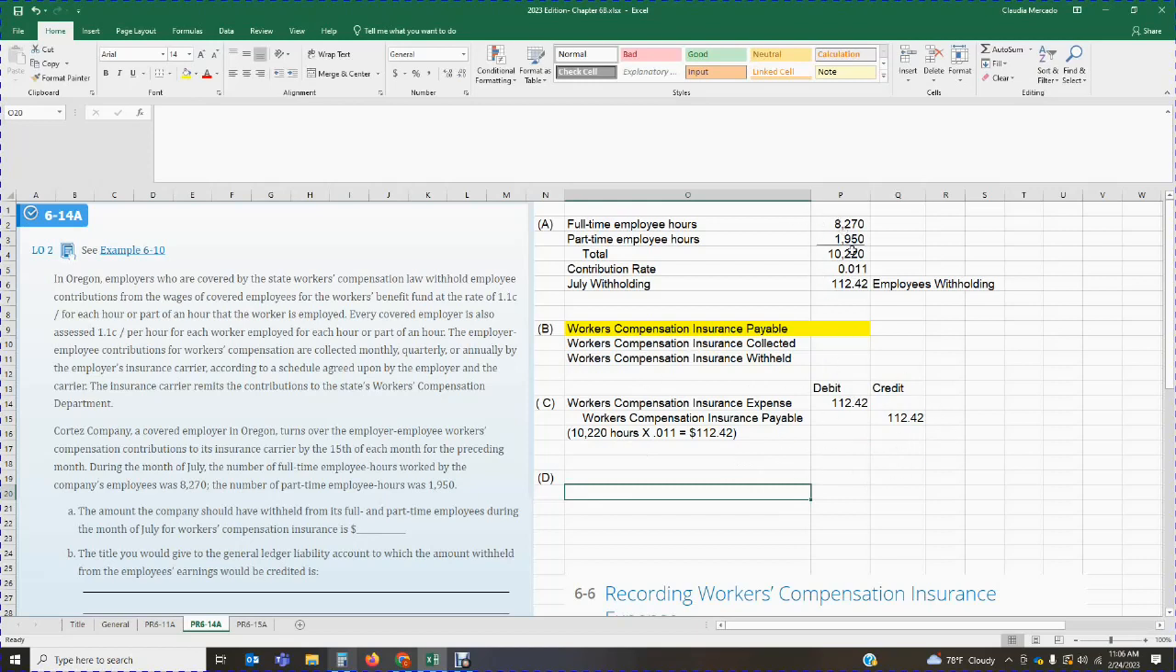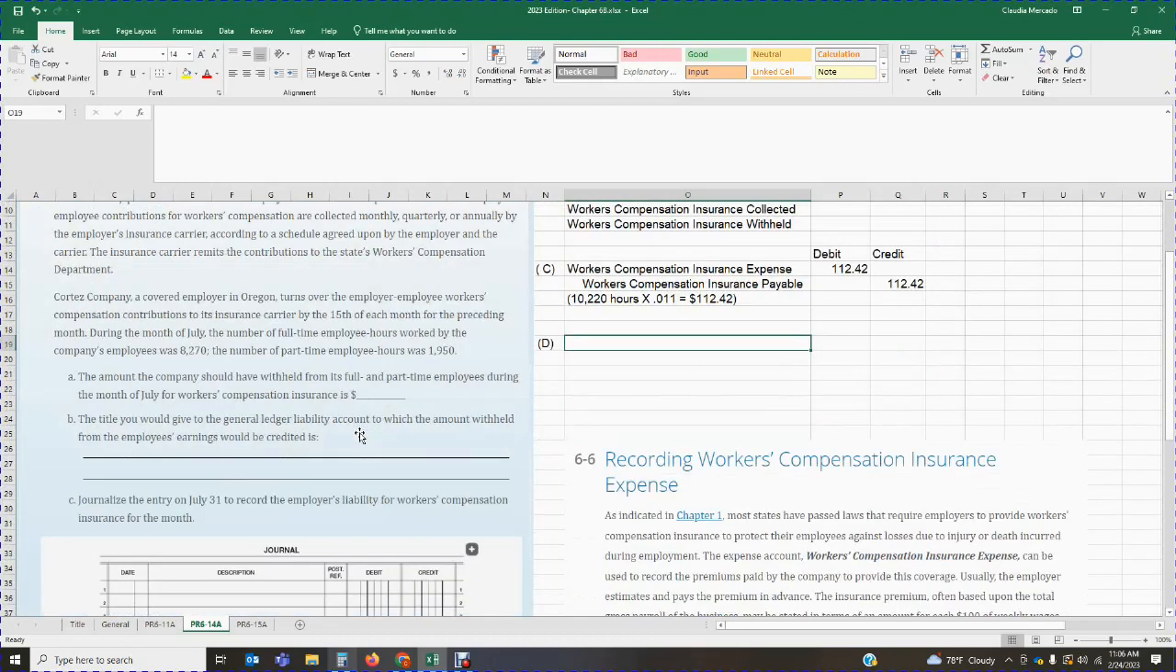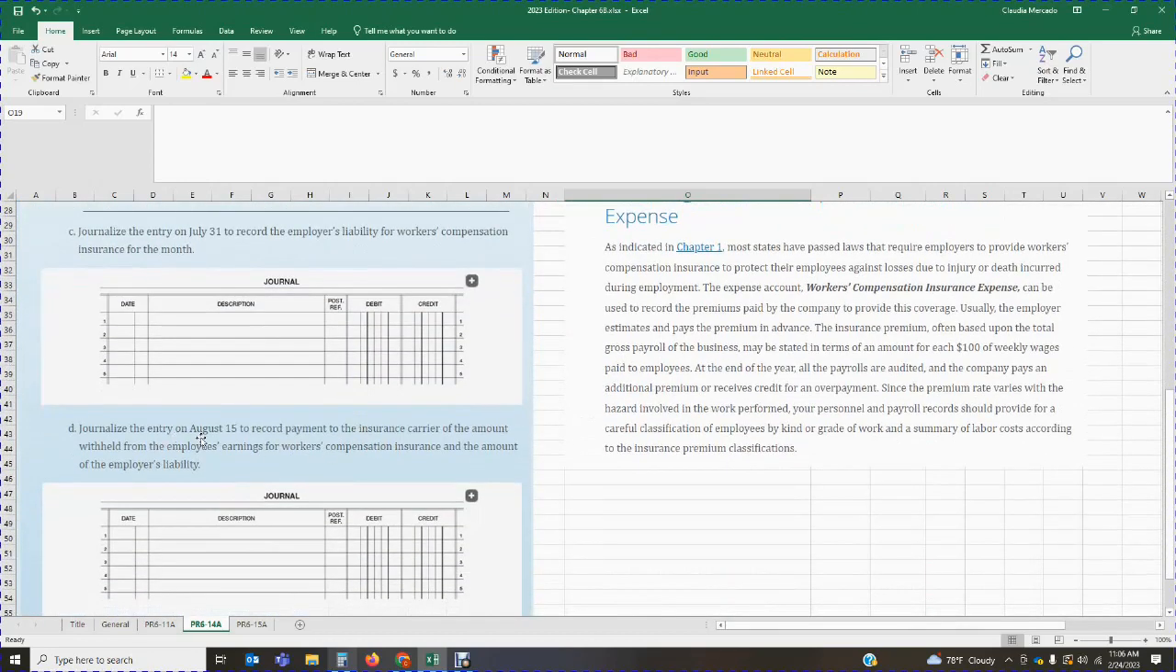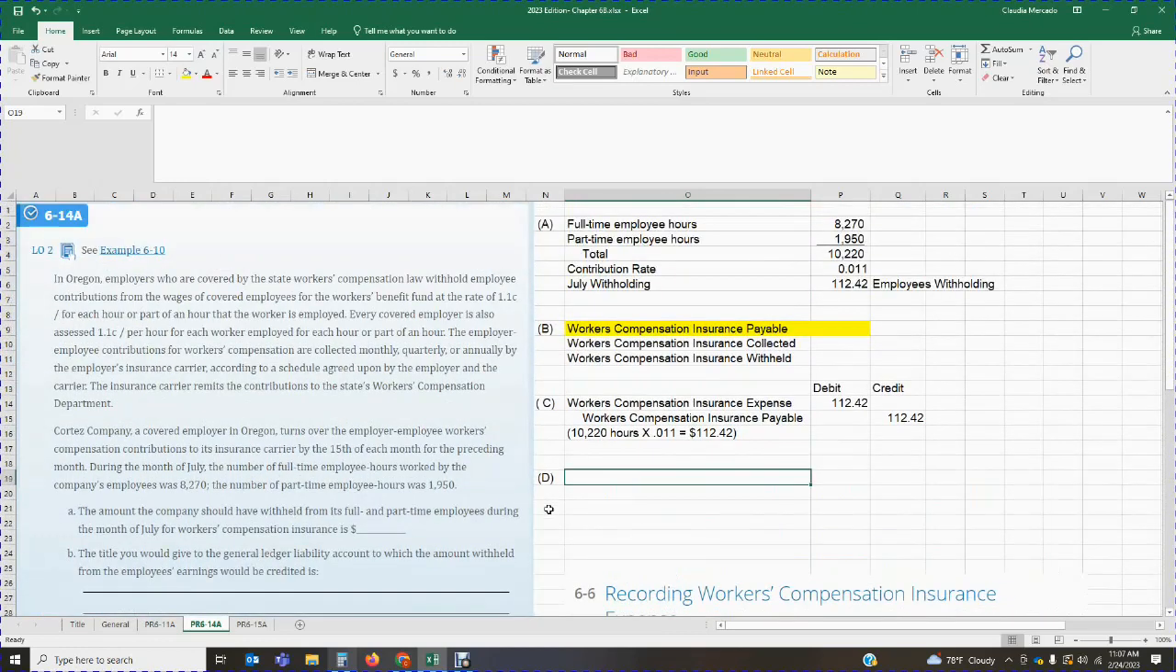The employees, when they get paid, the money is withheld from their paycheck. Now, requirement D. Journalize the entry on August the 15th to record the payment to the insurance carrier of the amount withheld from the employee's earnings for workers' compensation insurance and the amount of the employer's liability. So we're doing an entry to remit to our insurance carrier the total of our workers' compensation that we have withheld for this particular period. Now remember, the employee contributes 112.42. The employer contributes 112.42.